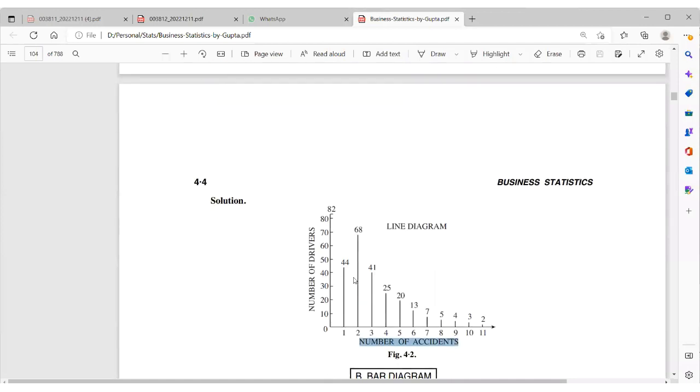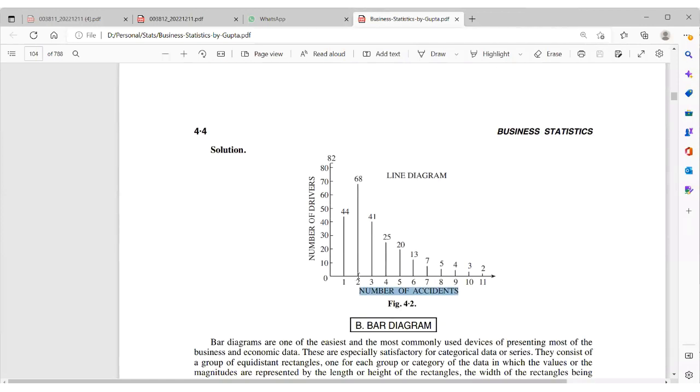Similarly, 2 accidents, 68. We put 68 there and dark line this. We write the 68 because we got the exact figure. And in a similar way we carry on.